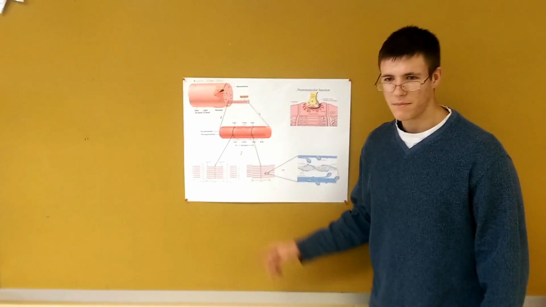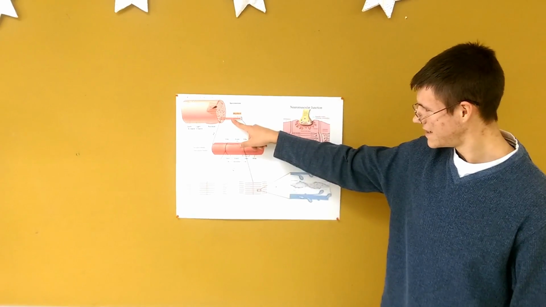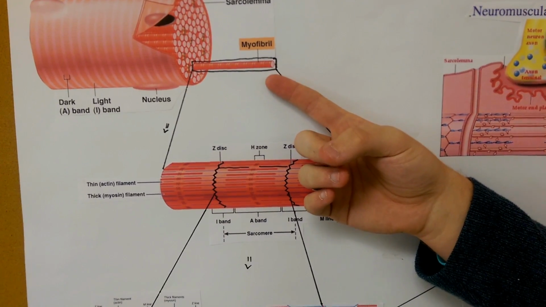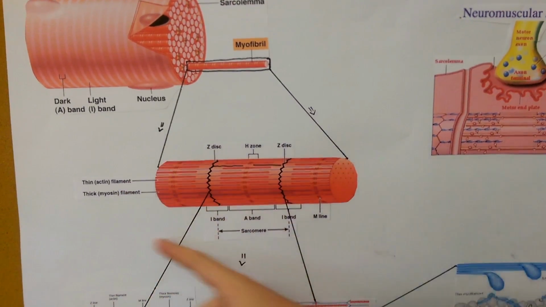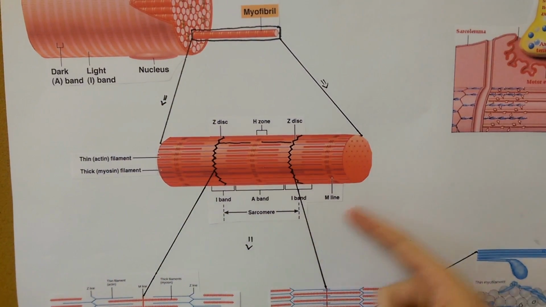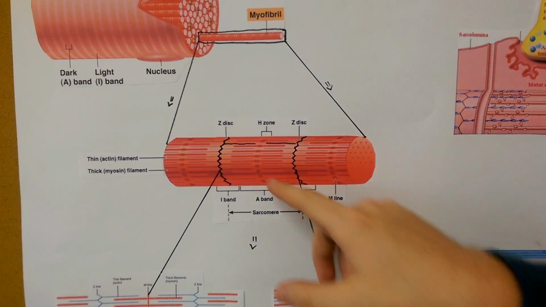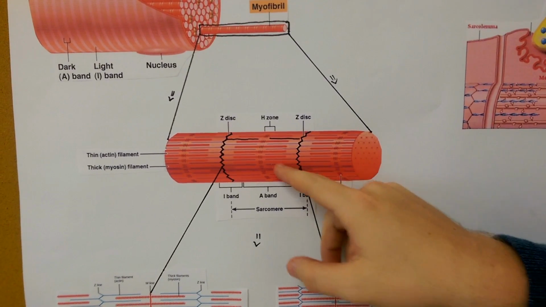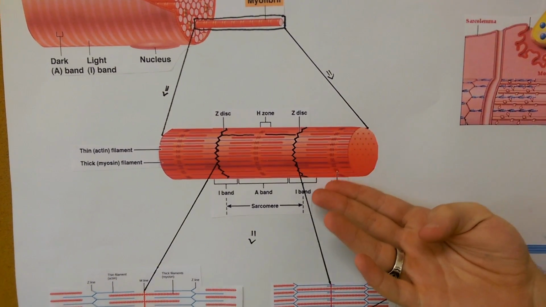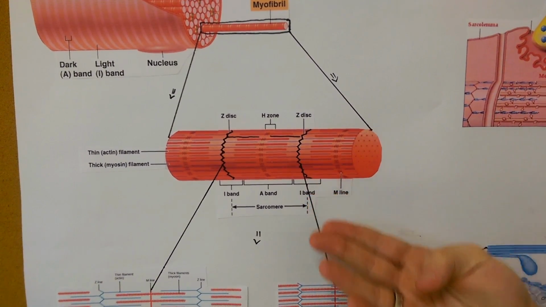Muscle fibers are made up of myofibrils. These myofibrils contain a unit that contracts called a sarcomere. Each sarcomere contains alternating thick and thin filaments. This is what gives the skeletal muscle its striated look.